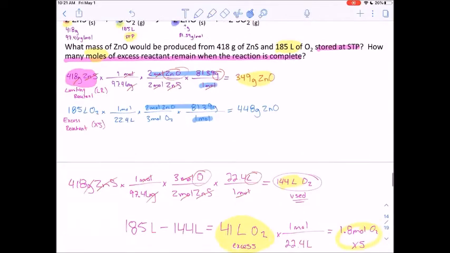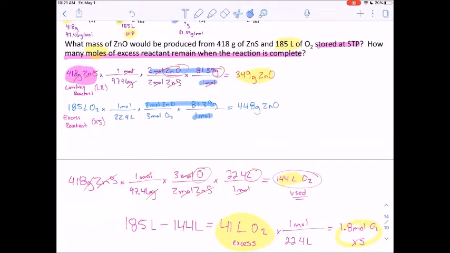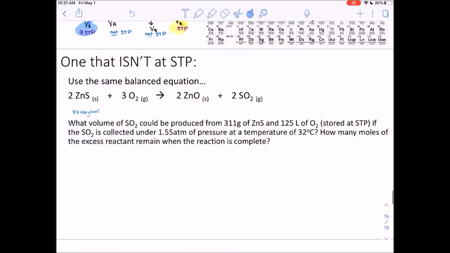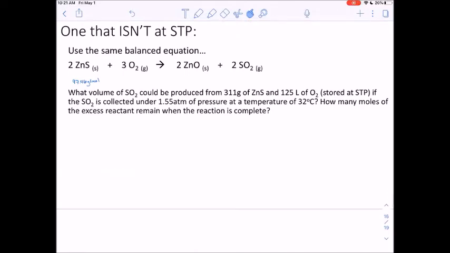So as you can see, it's the same process over and over again. It's not entirely difficult calculations, but it is long. Each one of these problems does take a while. And this is an STP problem. I've got one more problem for you guys before I free you here. And this is one that's not at STP. So again, it's the same basic steps.